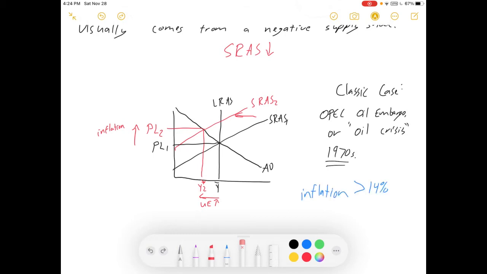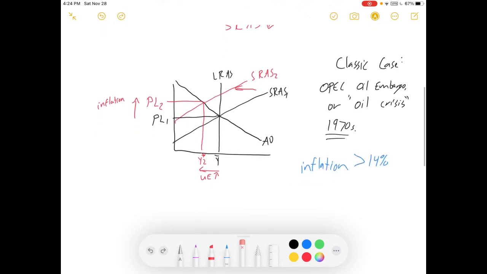How bad was it in the 1970s? Our inflation rate in the early 80s got as high as 14%. And our unemployment rate was about 8%. That's two bad numbers for the United States.